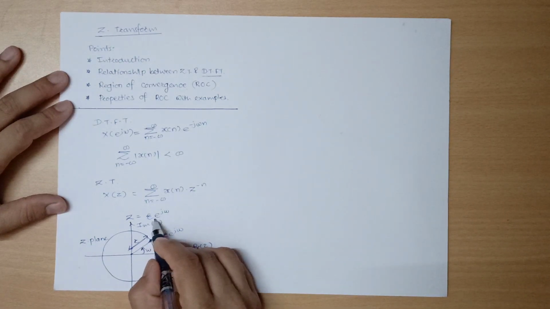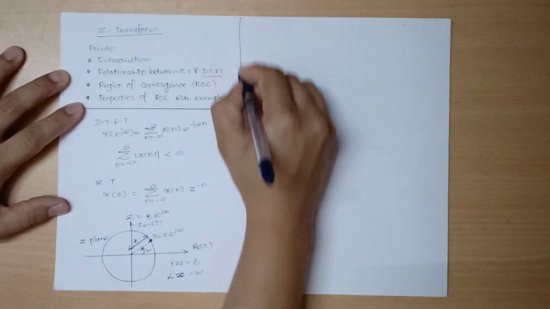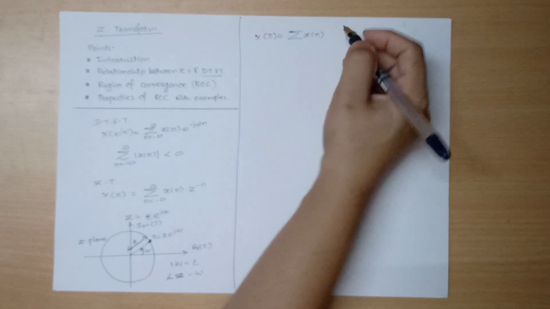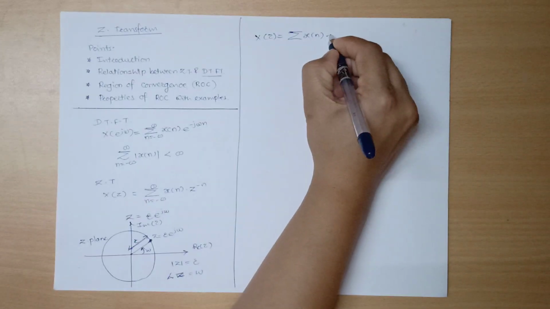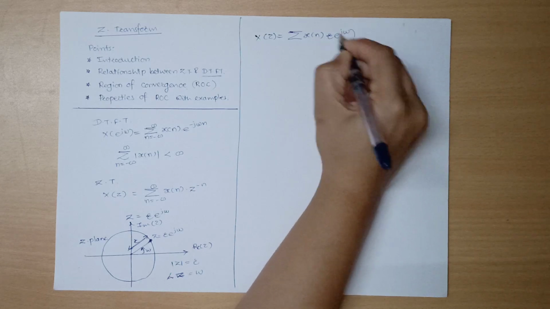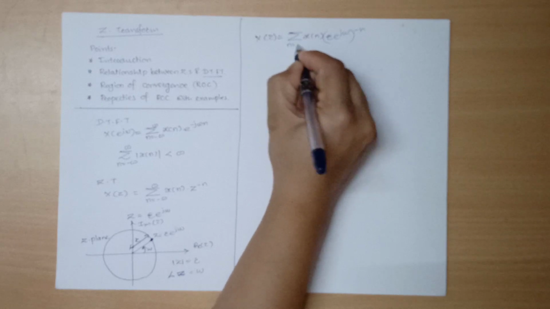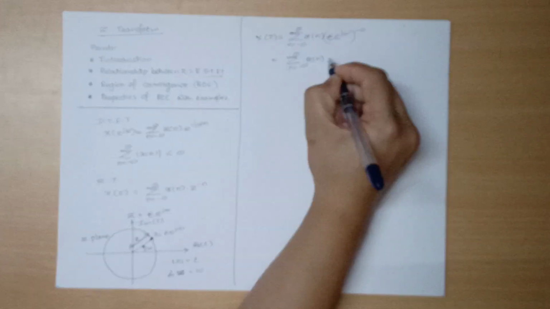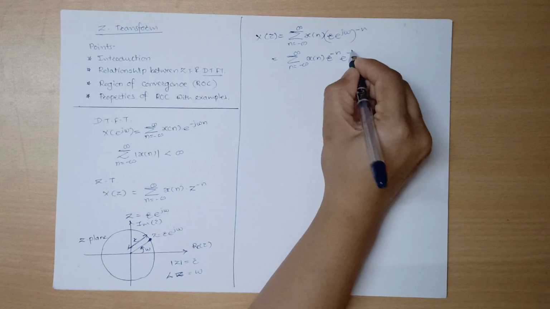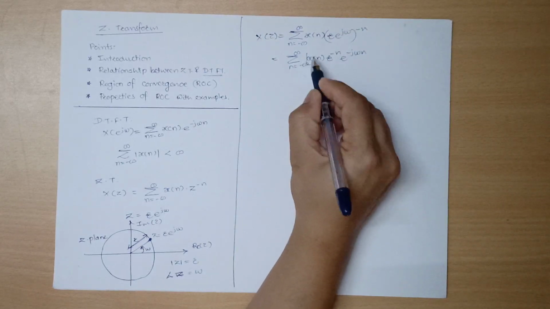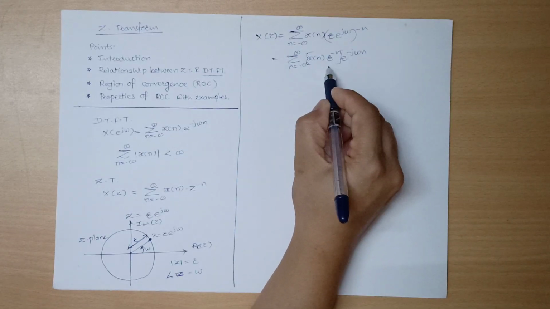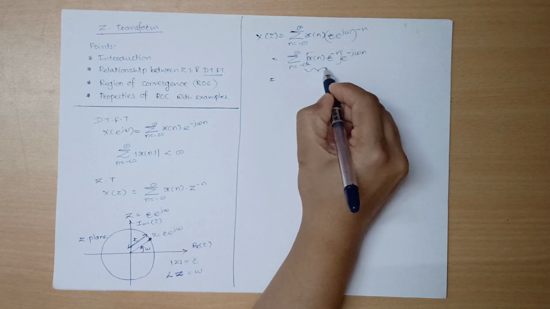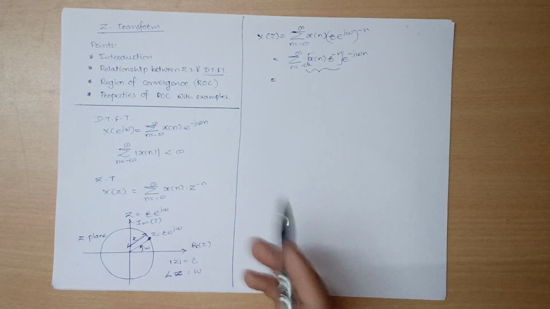Now when we put z equal to r e raised to j omega in this definition, see what happens. X of n, instead of z we'll put r e raised to j omega, raised to minus n. That gives r raised to minus n, e raised to minus j omega n. If you consider this thing as a signal, this is the same as the definition of DTFT. So this thing should be absolutely summable. So this modifies the signal.